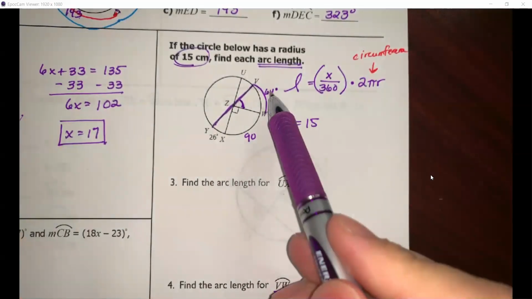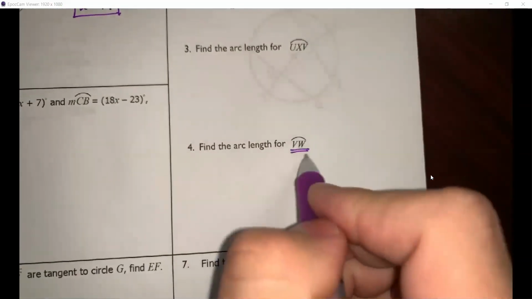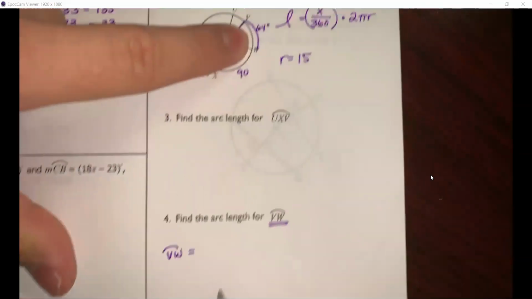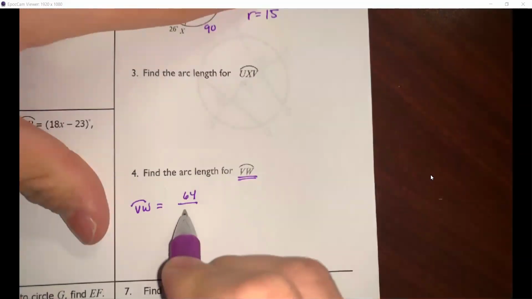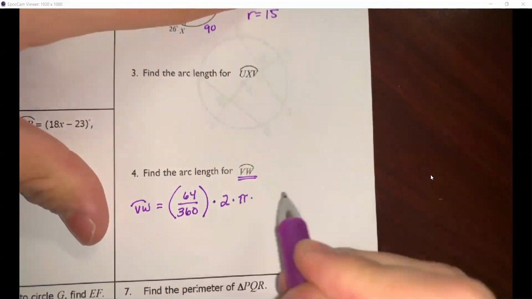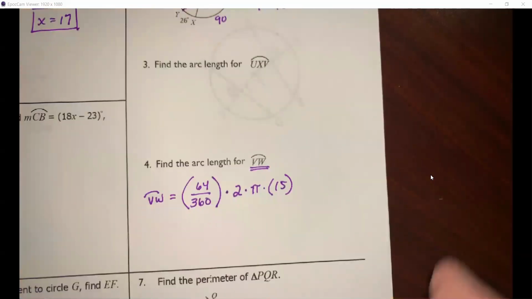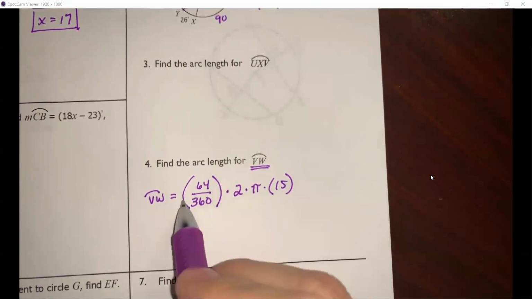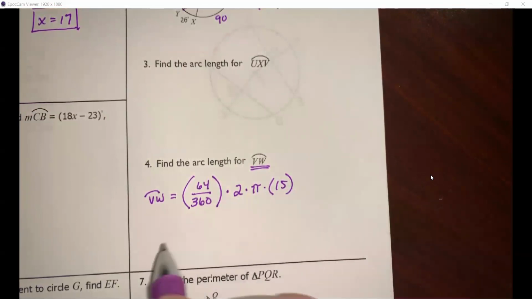Once I have the arc measure and once I have the radius, that's pretty much all I need. So the measure of arc VW is equal to our angle measure, 64. So 64 divided by 360 degrees, right? Times 2 times pi times our radius, 15. Now, I know some teachers require you to simplify this into a simplified fraction. I'll show you how to do that.